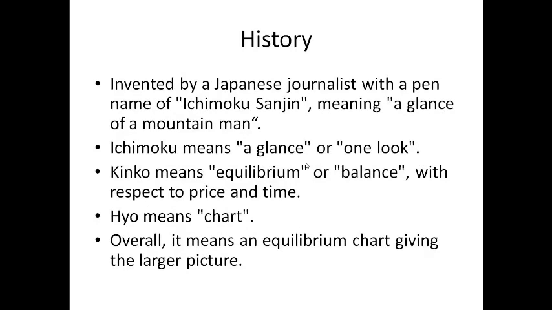Let's look at the history of Ichimoku. It was invented by a Japanese journalist with a pen name Ichimoku Sanjin, which means a glance of a mountain man. Ichimoku means glance, Kinko means equilibrium, and Hyo means chart. So overall it means equilibrium chart, which gives a larger picture.